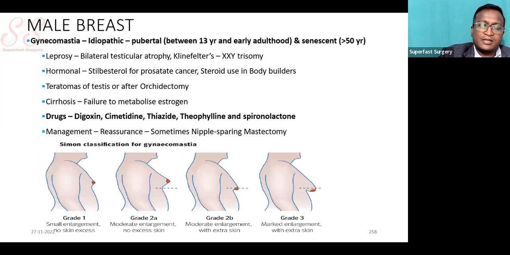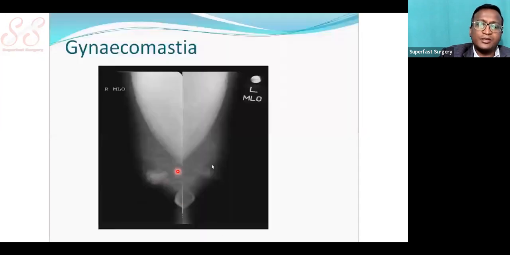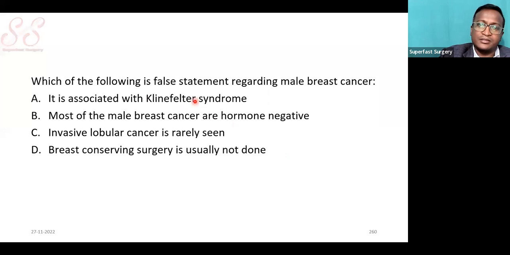This is the male breast and gynecomastia. This is the grading, which is known as the Simon classification of gynecomastia. There is one sign seen in gynecomastia known as the flame sign. These are the risk factors for gynecomastia, like leprosy, Klinefelter syndrome, and teratoma. This is the flame sign I was talking about. You can see it appears as a flame, and that is the flame sign seen on mammography in case of gynecomastia.